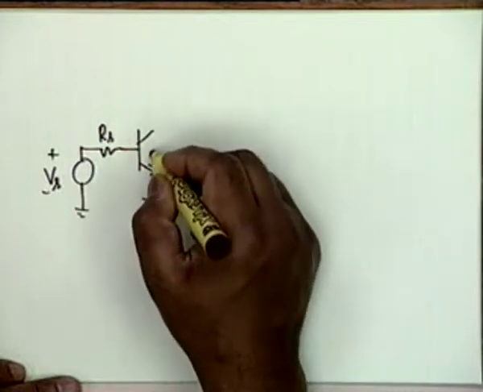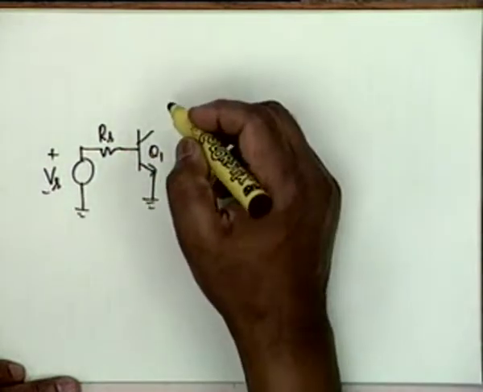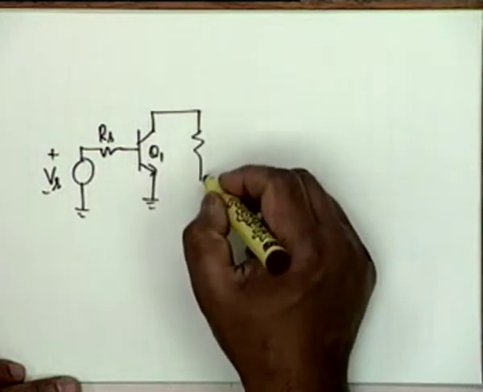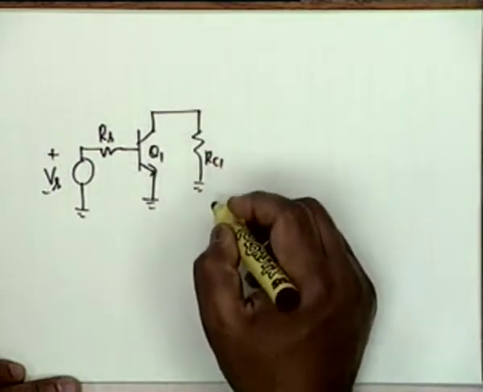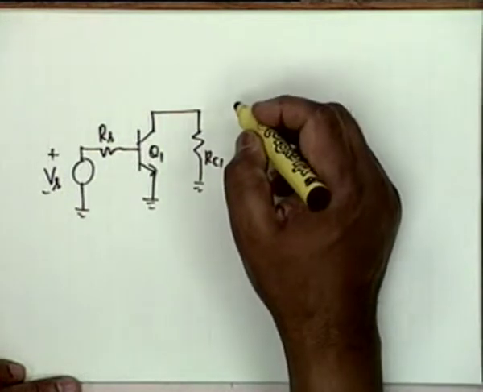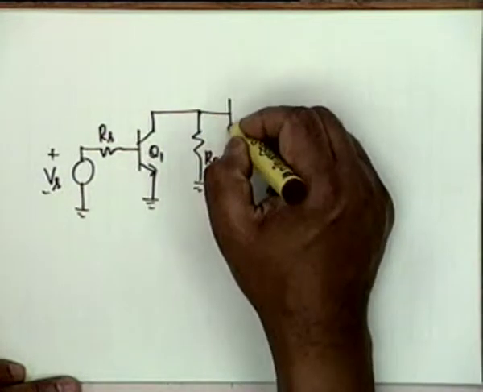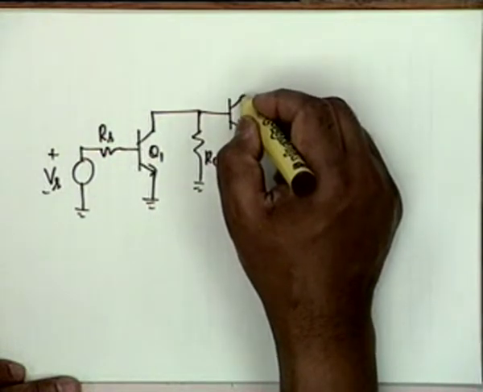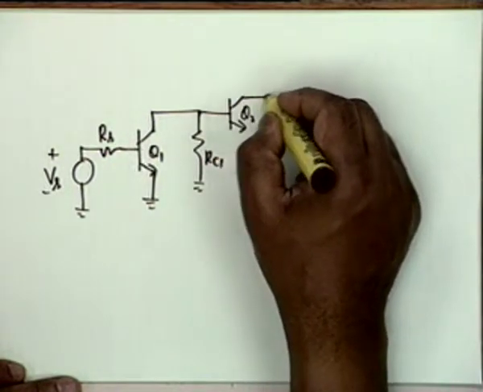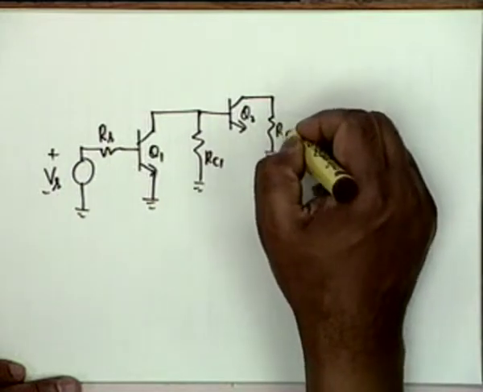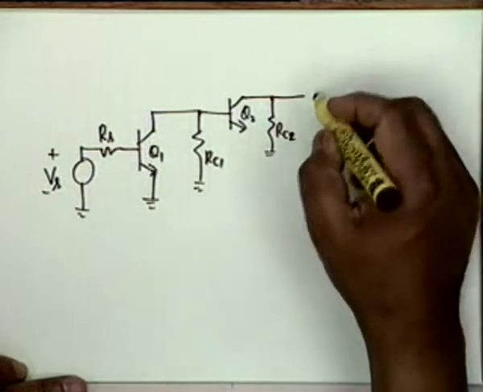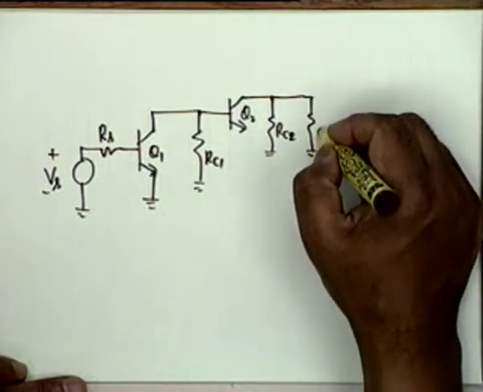This is shorted Q1. This is RC1. Then we have a Q2, which has RC2, this is the biasing resistance, and then you have an RL.